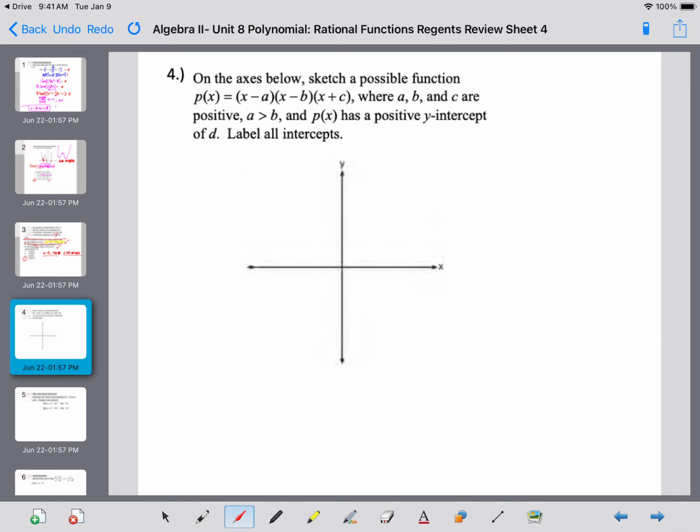For this question, x minus a, we know it's going to be a zero at a, x minus b, so there'll be a zero at b, x plus c, that's going to be at negative c. So we have c, negative c. We're going to have a and b, but it says a is greater than b. So I'm going to put b first because it's less than a. A will be next.